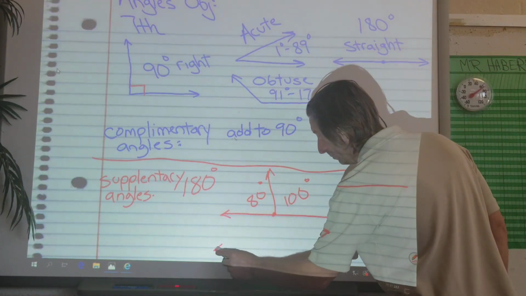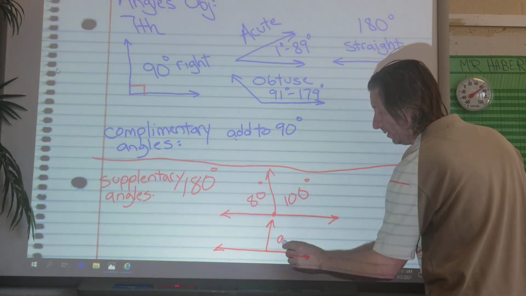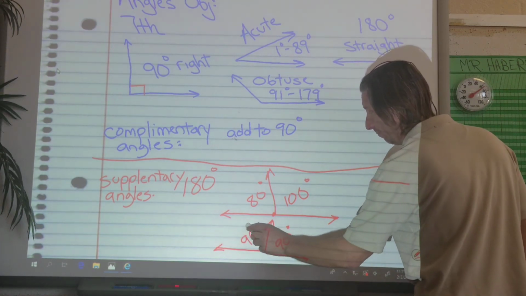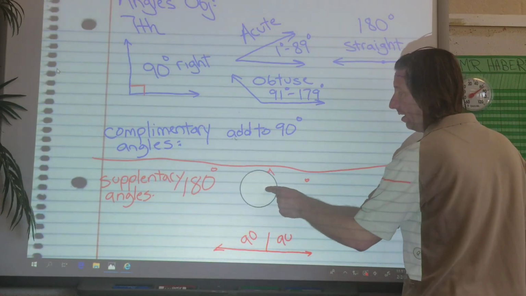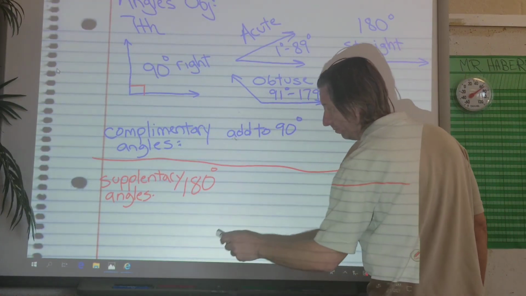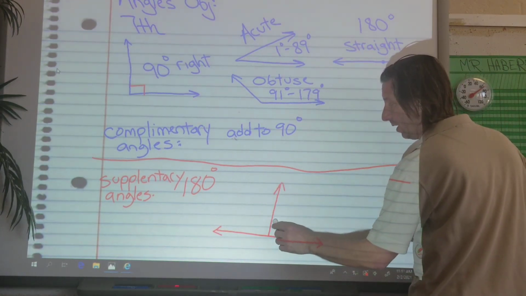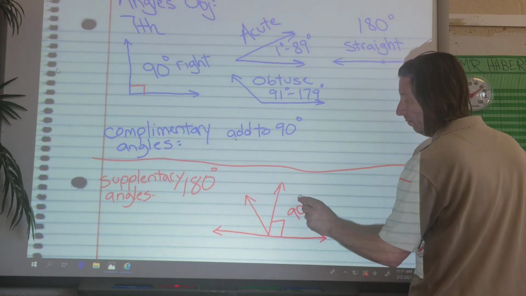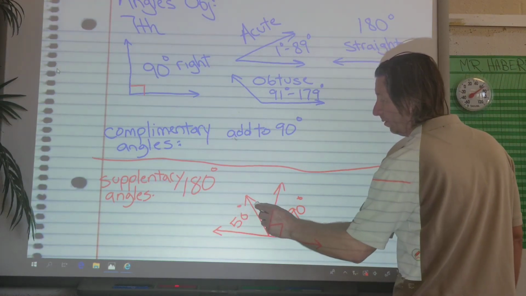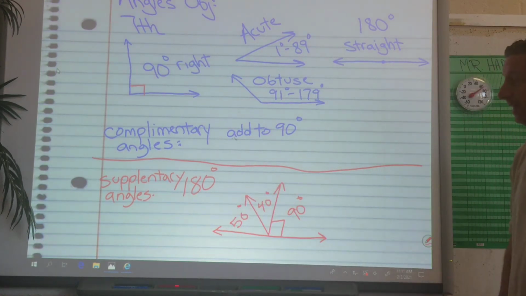Or I could take that same thing, cut it straight up and down, and say 90 and 90, right? Or I could cut it into 3 angles. So maybe they put a little square here and tell you this one's 90, and this one's 50, and this one's 40. So now you have 3 angles that add to 180. As long as they add to 180, they're supplementary, okay?